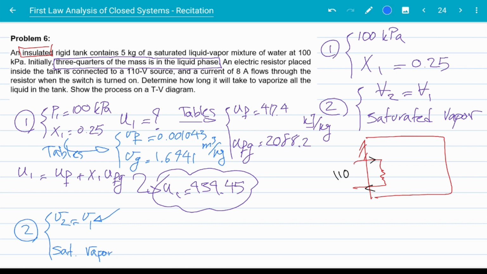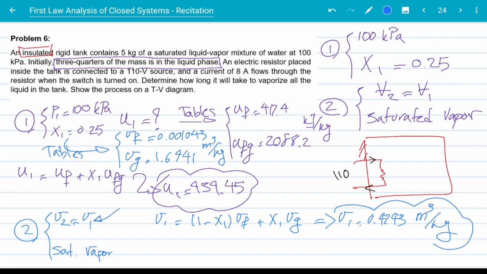Now I'm going to use the equation with the quality to say specific volume 1 is (1 minus x1) v of f plus x1 v of g. If we plug in numbers, the ones that we have from the table, and 25% for x1, we get that the specific volume initially is 0.4243 meters cubed per kilogram. Okay, now we know specific volume 2 is equal to specific volume 1, which is 0.4243 meters cubed per kilogram.